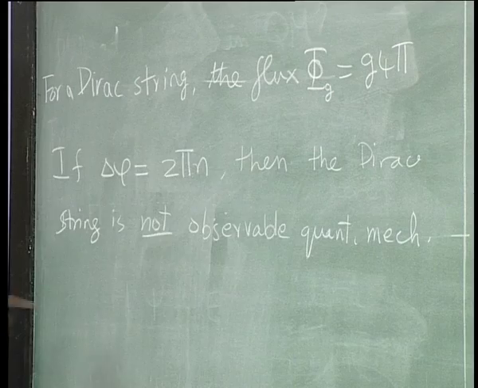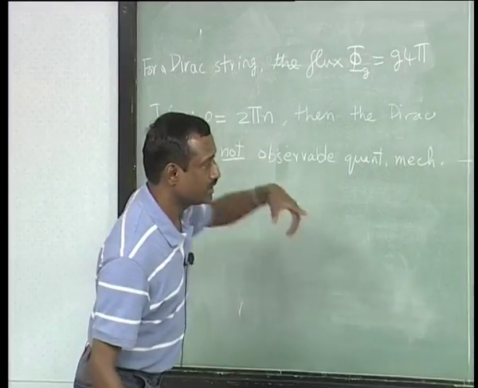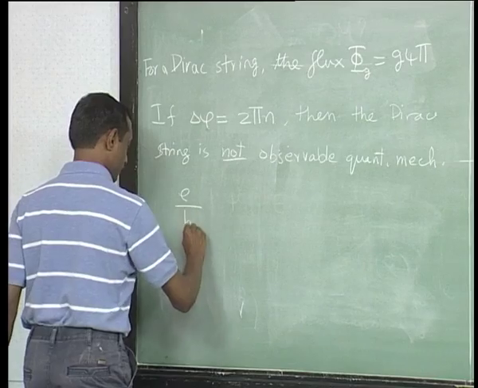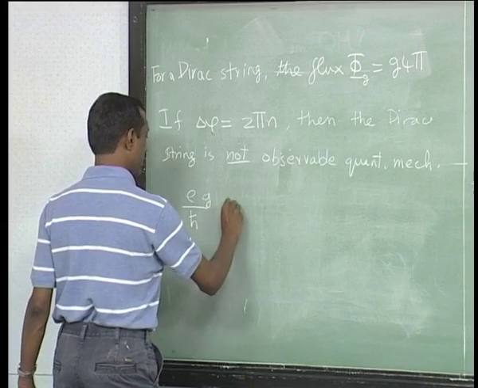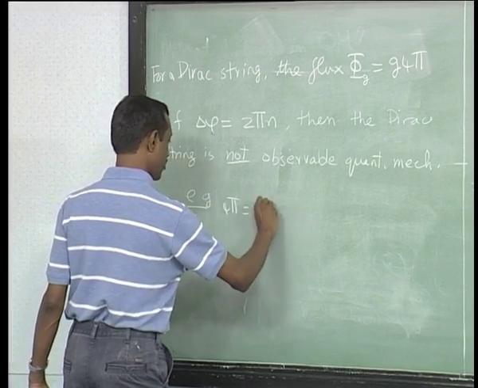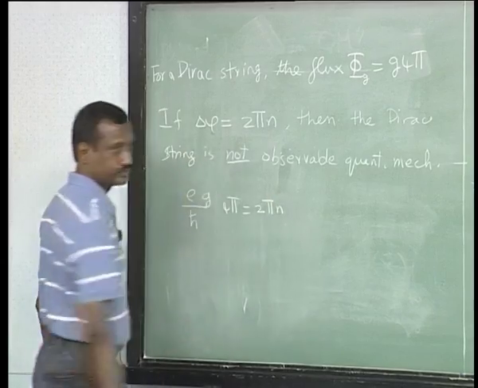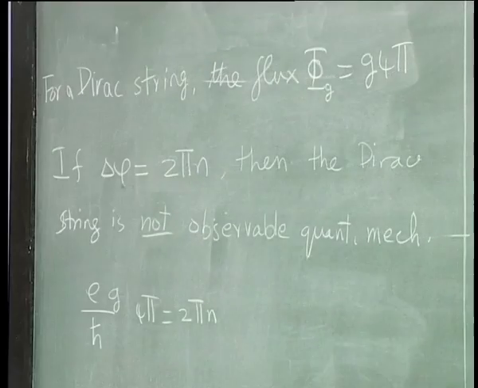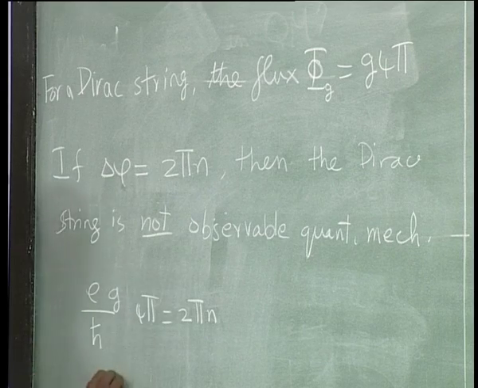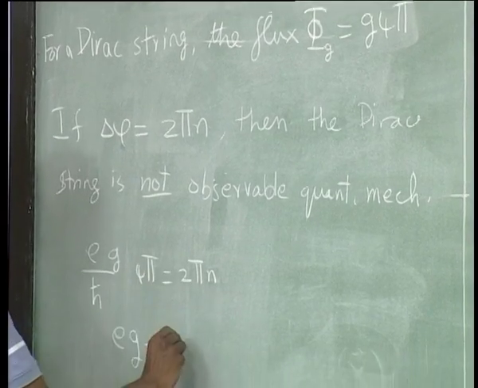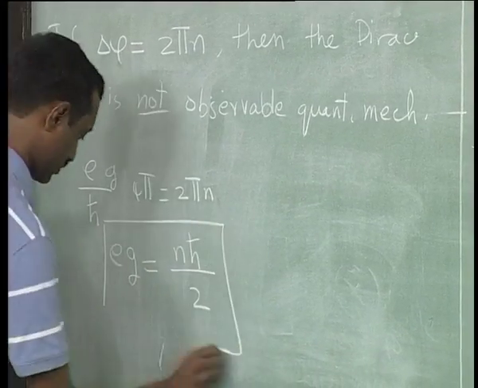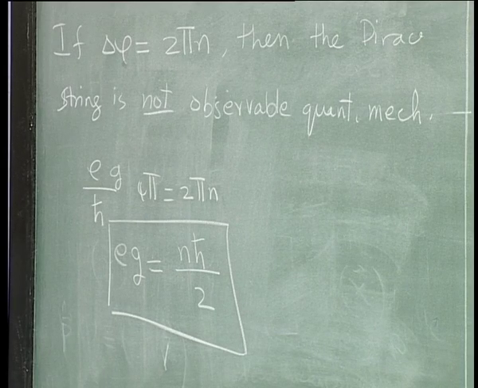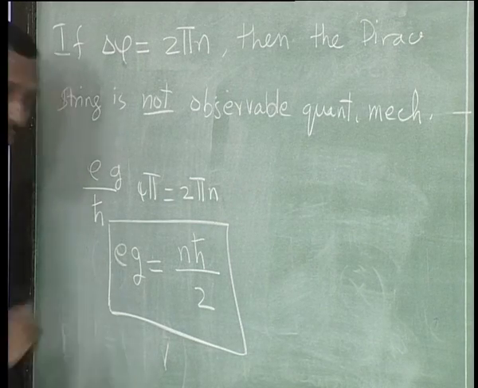Okay. So we know the flux, so we know delta phi, it is E over h bar into phi, which would be G into 4 pi, and this should be equal to 2 pi times some integer n. So what that implies is that Eg equals n h bar by 2. So this is sort of an amazing result.